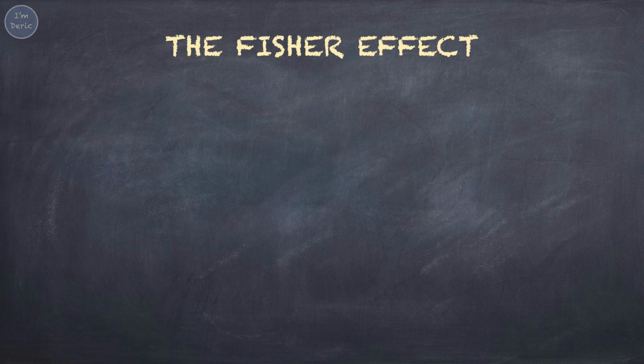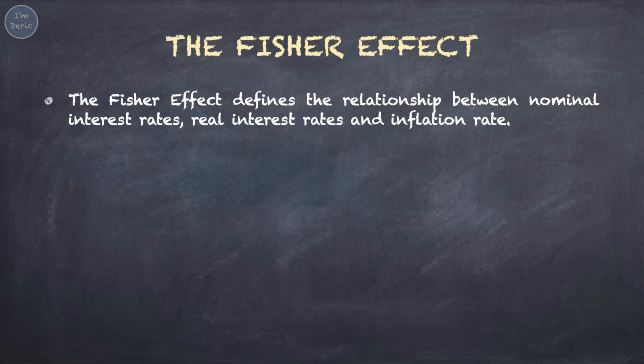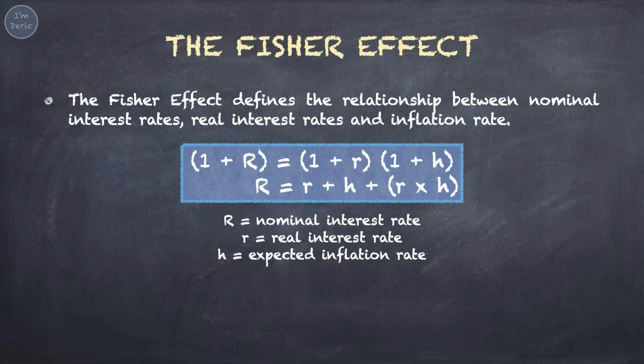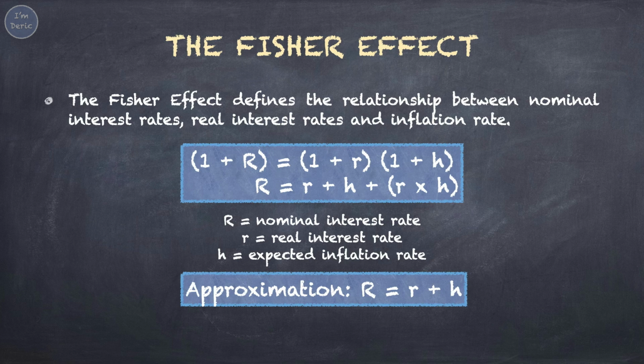Next, let's talk about the Fisher effect, or Fisher hypothesis. The Fisher effect defines the relationship between nominal interest rates, real interest rates, and inflation rate. The nominal interest rate, or quoted rate, equals the real interest rate plus the expected inflation rate, plus the real interest rate times the expected inflation rate. By approximation, nominal rate equals real rate plus expected inflation rate.